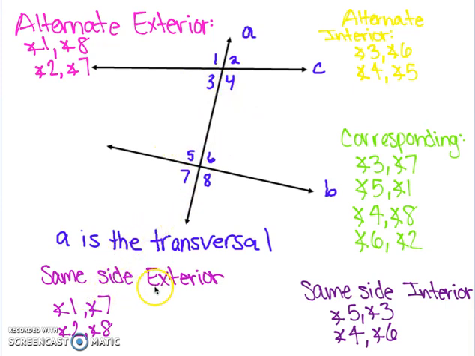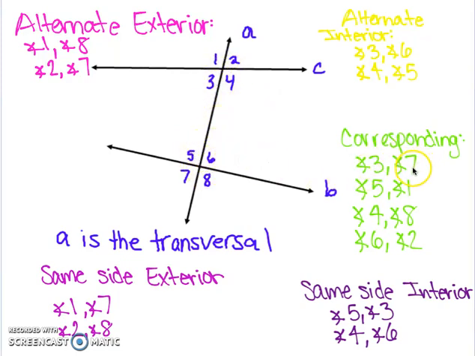Our same side exterior angles would be 1 and 7. You can see they're found on the exterior side or the outside, and they're on the same side. Our other same side exterior angles would be 2 and 8. Our same side interior angles would be 5 and 3. They're found on the inside and they're on the same side, and 4 and 6.